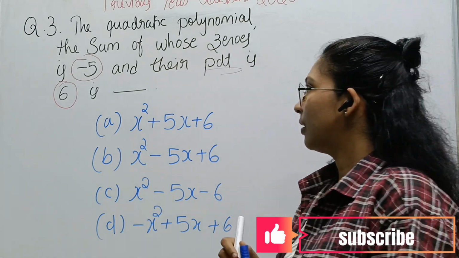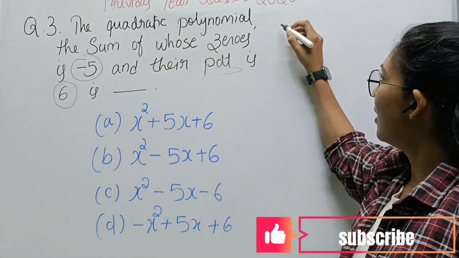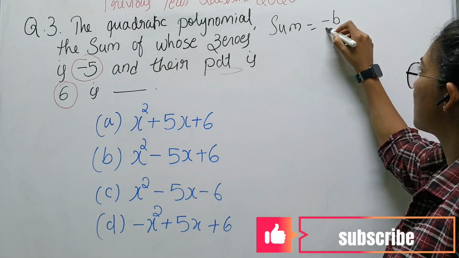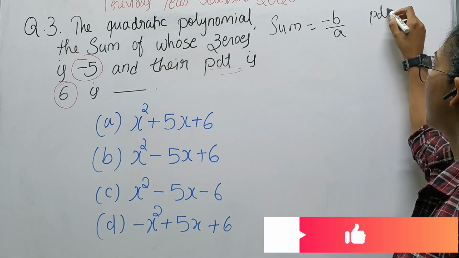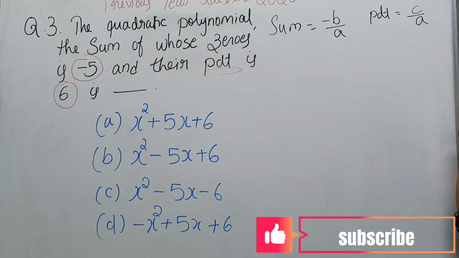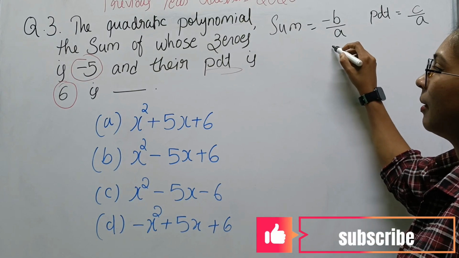For a quadratic polynomial, the sum of zeros is equal to minus b upon a and the product of zeros is c upon a. c is the constant term. Given that the sum is minus 5.